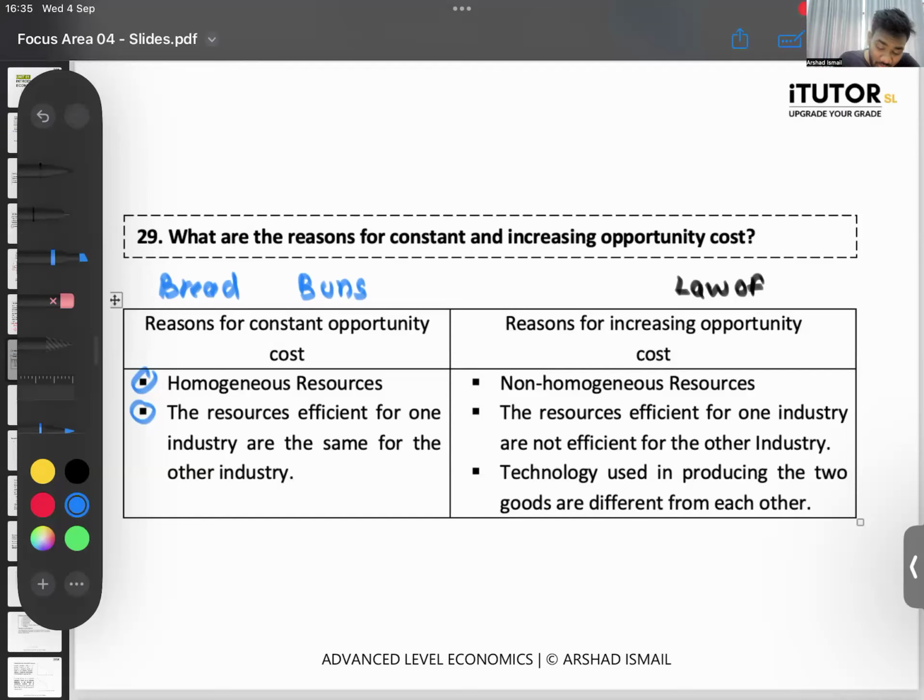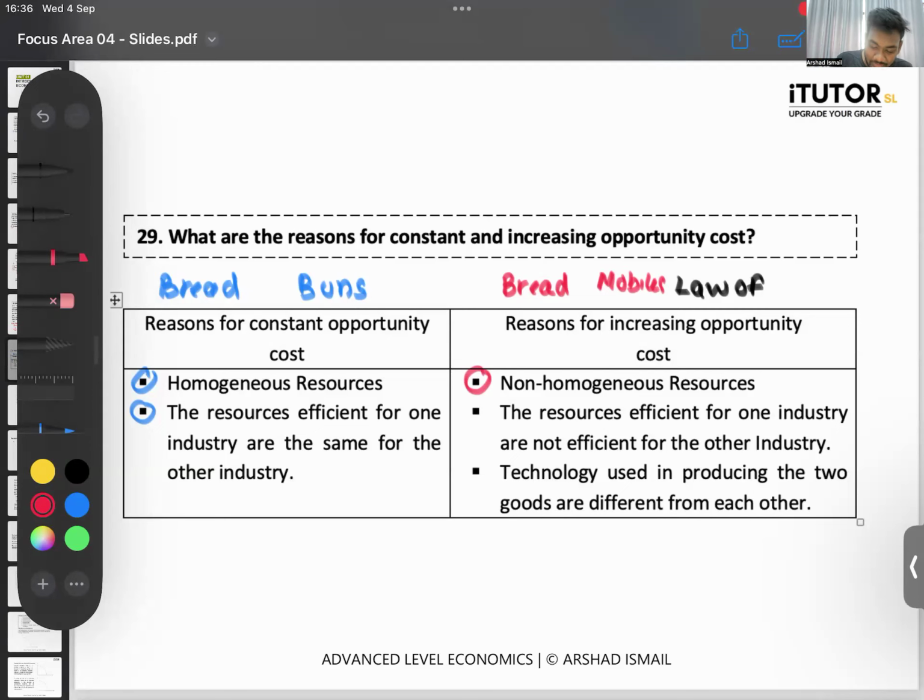Then when will you have increasing opportunity cost? If the resources are different. Let's say, for example, we take bread and mobile phones. For the production of bread, you need an oven, you need a bakery, you need a baker, you need flour. But if you take mobile phones, the resources are completely different, non-homogeneous resources. Resources between the two industries are completely different from one another. Then you will have increasing opportunity cost.